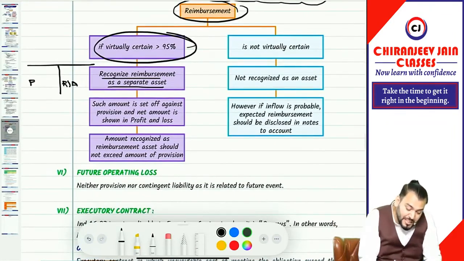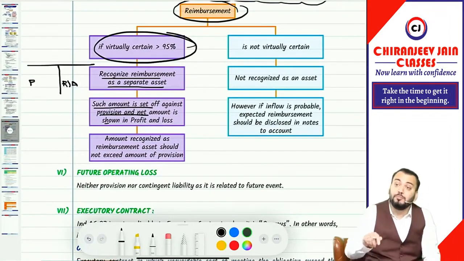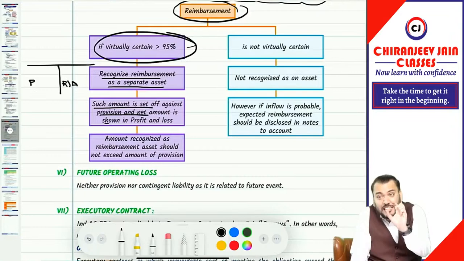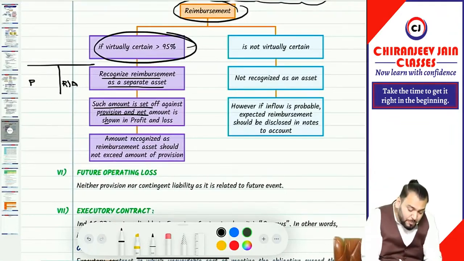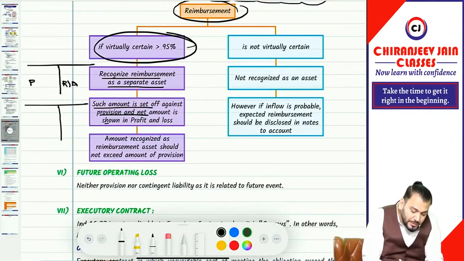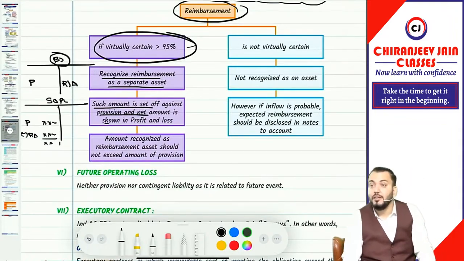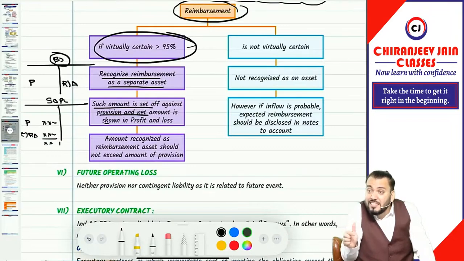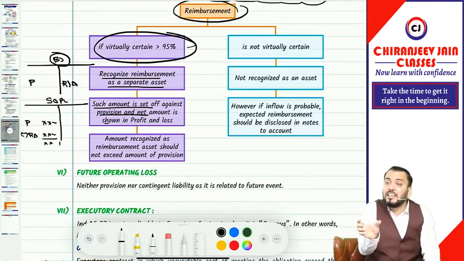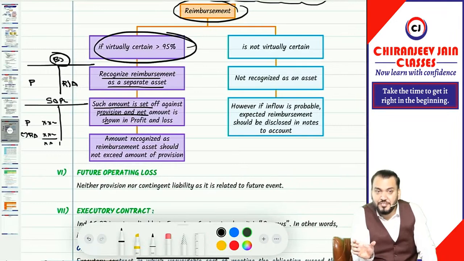However, in SOPL, such amount is set off against the amount of provision and the net amount is shown in P&L. Means in P&L, net expense will be shown. Means in SOPL, what will you do? In SOPL, the amount of provision will be reduced by what? The reimbursement asset, and the net amount will be shown as an expense. This is SOPL. And the first one is what? Balance sheet. So in the balance sheet, it will be recognized as a separate asset, but in SOPL, the net amount will be shown as an expense.